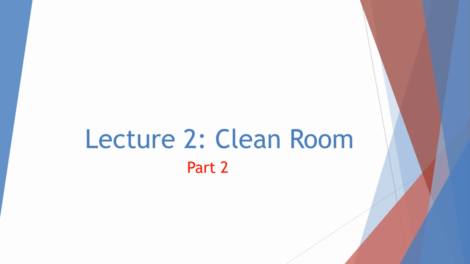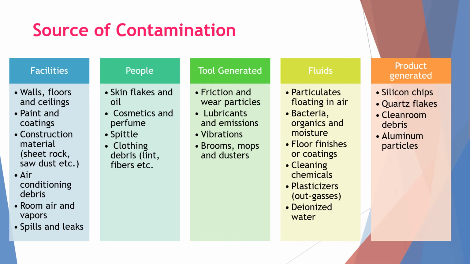Now let us go to part 2 of the lecture. We already saw the classification of the clean room. Now let us see what the sources of contamination are. Contamination can be classified into five: facility, people, tool generated, fluids, and product generated.